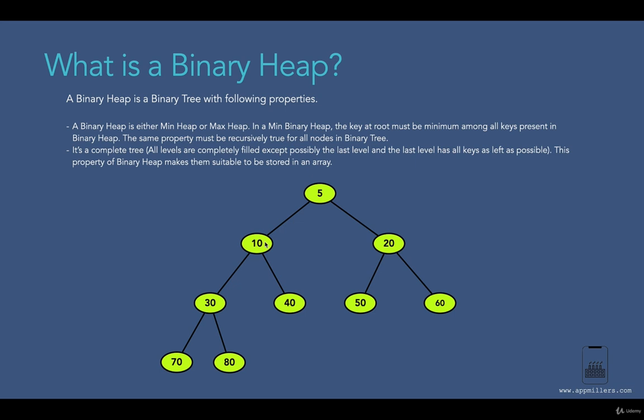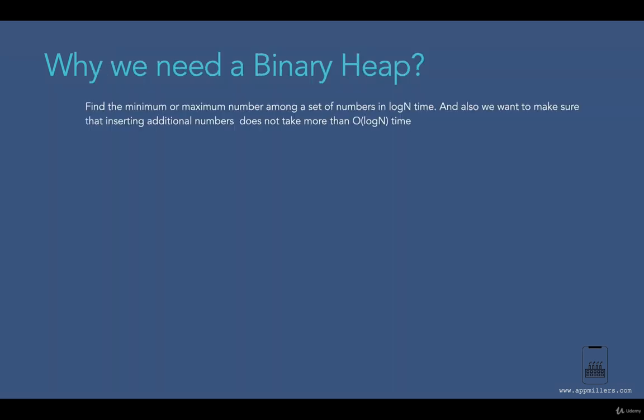Now the question is why we need a binary heap. Let's answer that question. Let's say we have a problem where we want to find the minimum or maximum number among a set of numbers in O(log n) time. And also we want to make sure that inserting additional elements does not take more than O(log n) time complexity. Now the question is what solutions we might have to solve this problem. The first solution that comes to our mind is that we can store the numbers in a sorted array, and we can simply find the minimum number in the sorted array.